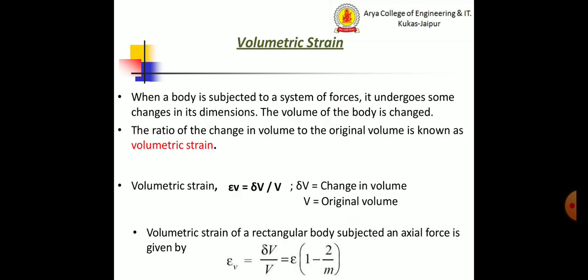When a body is subjected to a system of forces, it undergoes some changes in its dimensions. The volume of the body is changed. The ratio of the change in the volume to the original volume is known as the volumetric strain. Volumetric strain will be equal to change in volume upon original volume. Volumetric strain of a rectangular body subjected to an axial force is given by del V upon V equal to epsilon into (1 minus 2 upon m).